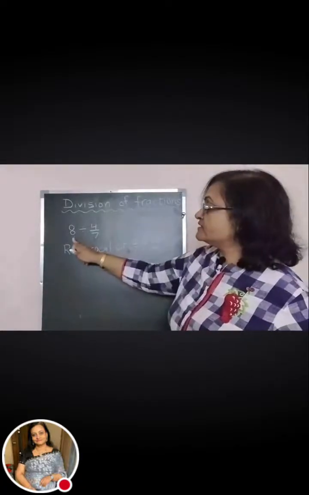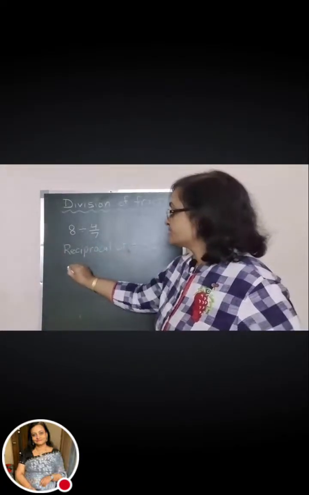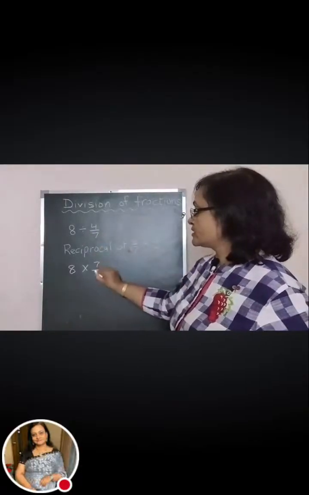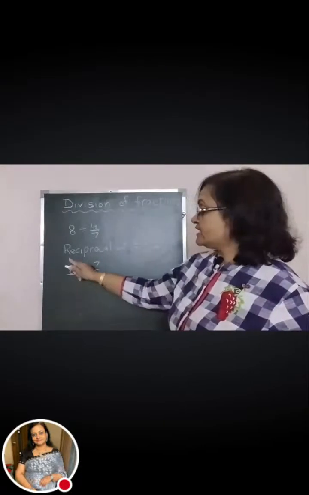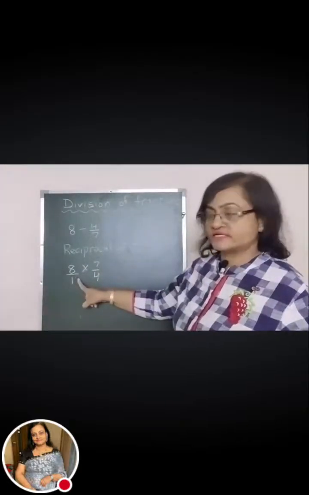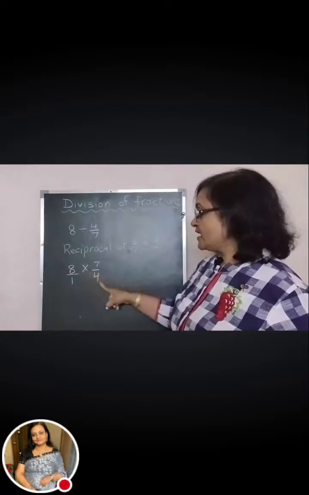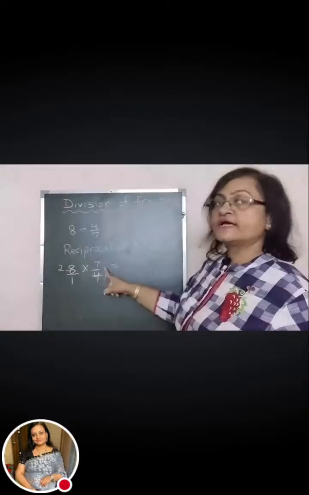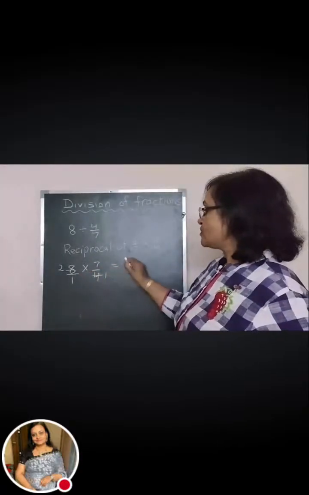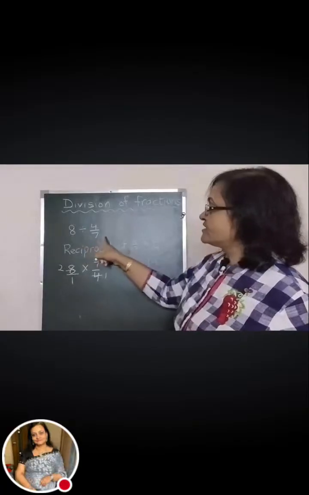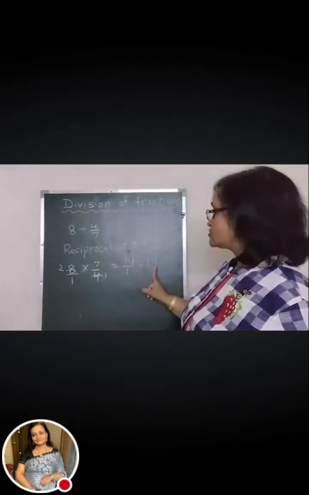Now we will multiply the dividend, which is 8, by the reciprocal of 4 upon 7, which is 7 upon 4. Now first of all, we will make 8 a fractional number by writing 1 as the denominator here. Now we can divide 8 by 4. 4 ones are 4, 4 twos are 8. Now we will multiply the numerators. 2 sevens are 14 and the denominator is 1. That means 8 divided by 4 upon 7 is equal to 14.